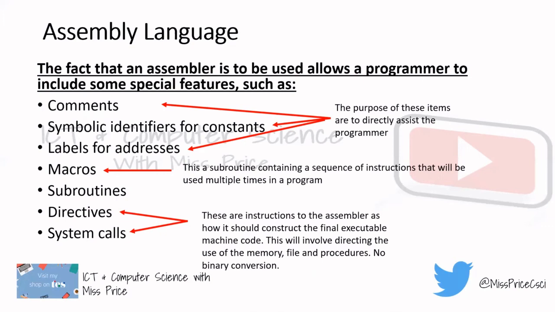Then your directives and your system calls. These are instructions that tell the assembler how it should construct the final executable machine code. So this will involve directing the use of memory, defining files and procedures. There's no binary conversion needed for this.